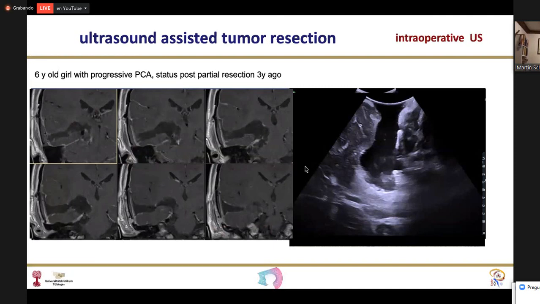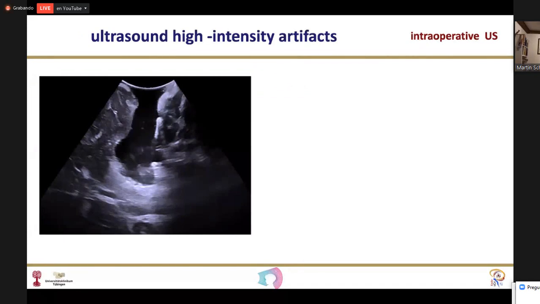This picture now shows you something which is very important. If you look at this scan, you will say, damn, here we think there is still residual tumor. Why didn't he take this out? Fortunately, we didn't do it because it's the brainstem. But why is the brainstem so bright and it looks like there's residual tumor? This is a very known artifact in ultrasound-guided surgery, but you need to know this to interpret the images correctly.